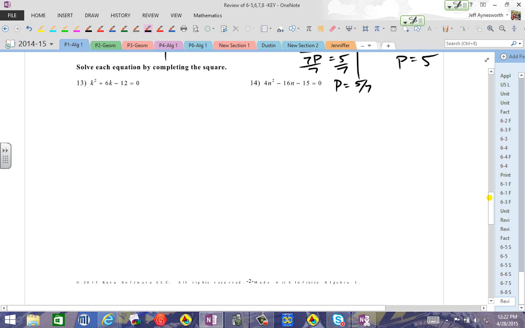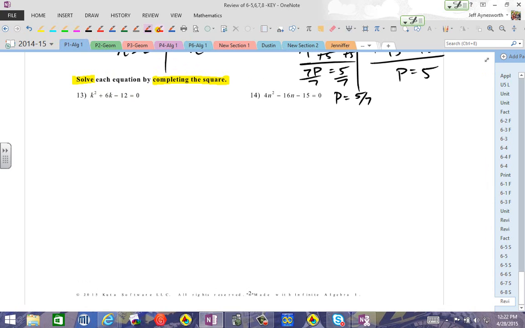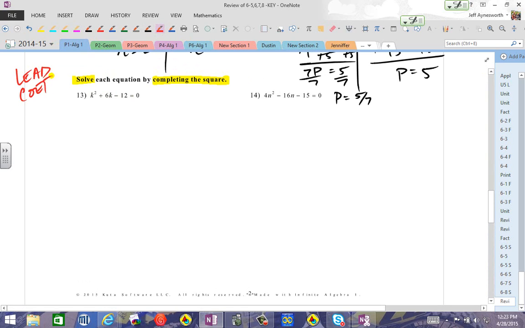All right, in this one, we want to solve by completing the square. So the lead coefficient must be equal to 1. Let's write that down in the margin. It is right here, but not here, so be careful with that. I'm going to add the opposite and get the constant on the right. So I get k squared plus 6k plus blank is equal to 12 plus blank.